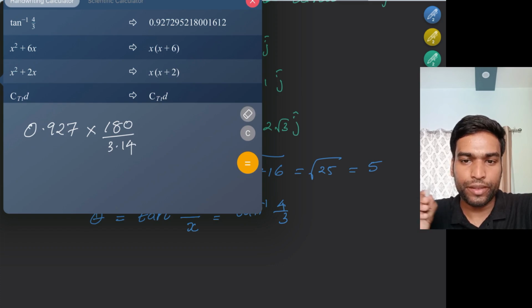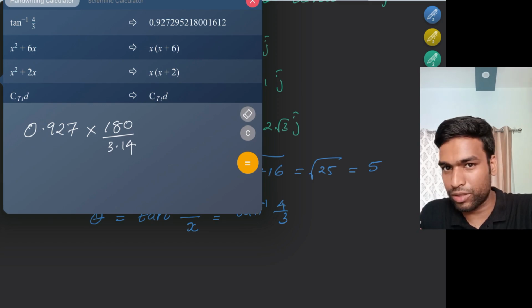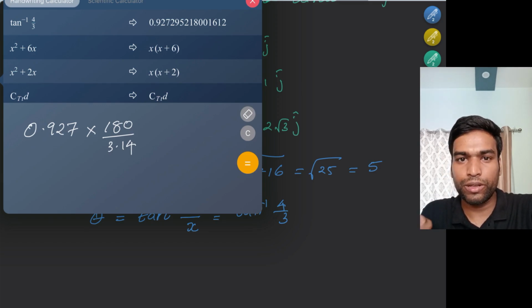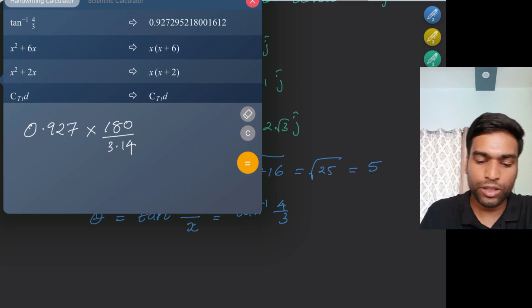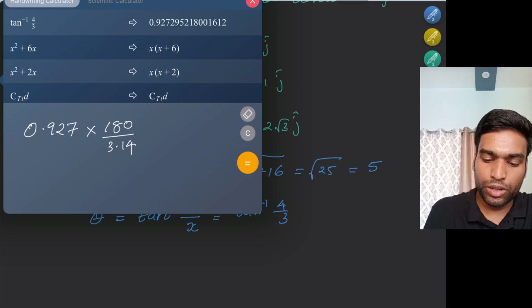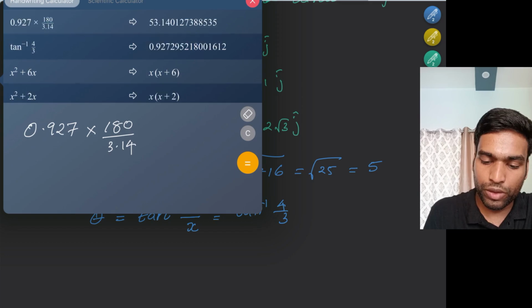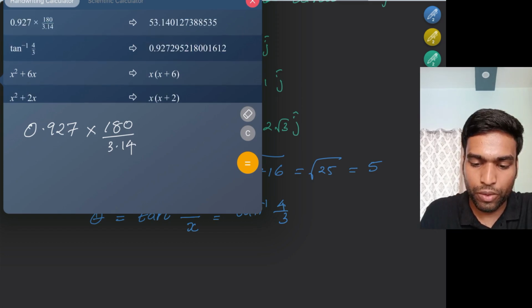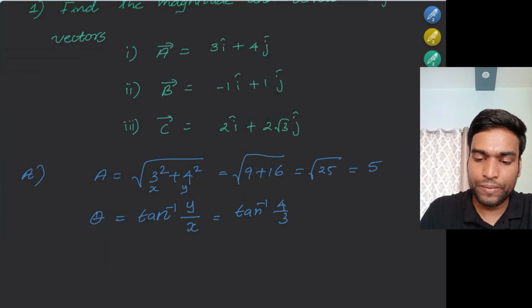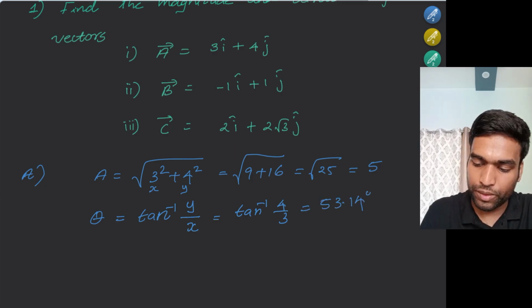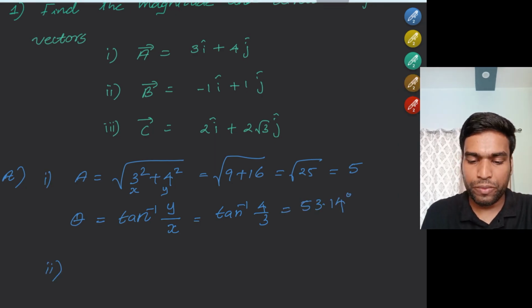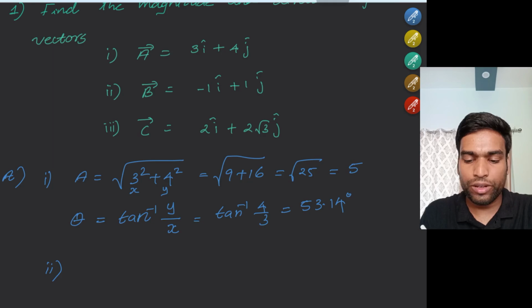Let's say x is the angle in radian, then you have to multiply with 180 and divide by pi to get the value in degree. Good. So 0.927 into 180 divided by 3.14 equal to 53.14. So that's the direction, in degrees. For the vector B, x component is negative 1 and y component is 1.